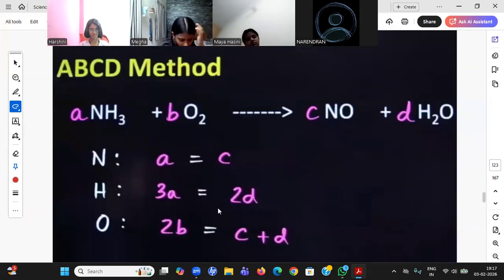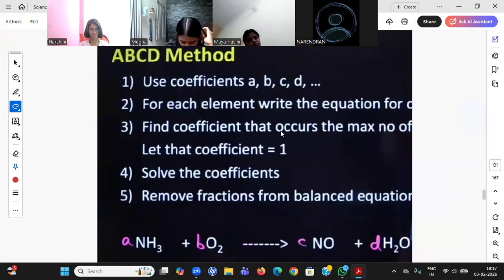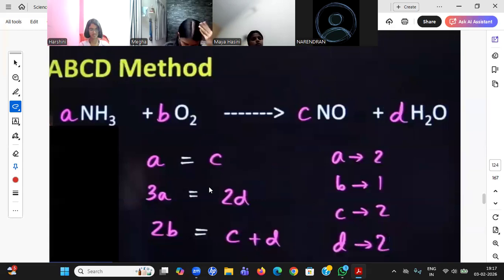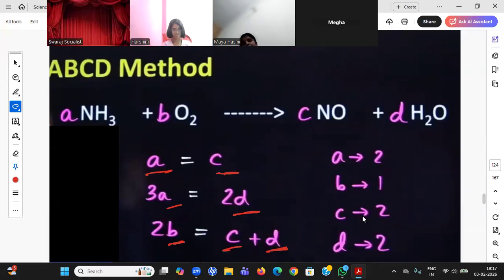Now, once I have written, what is the next step, student? I should find the coefficient that occurs most. I have seen that A is occurring 2 times, I have written. B is occurring only 1. C is occurring 2 times. D is occurring 2. Like that I have written.